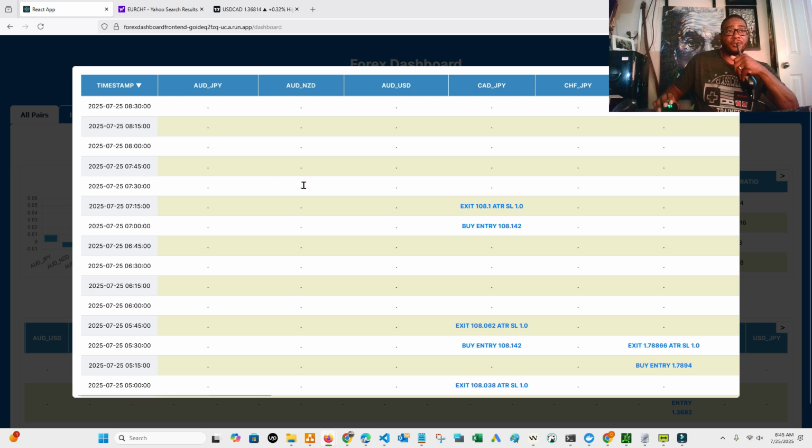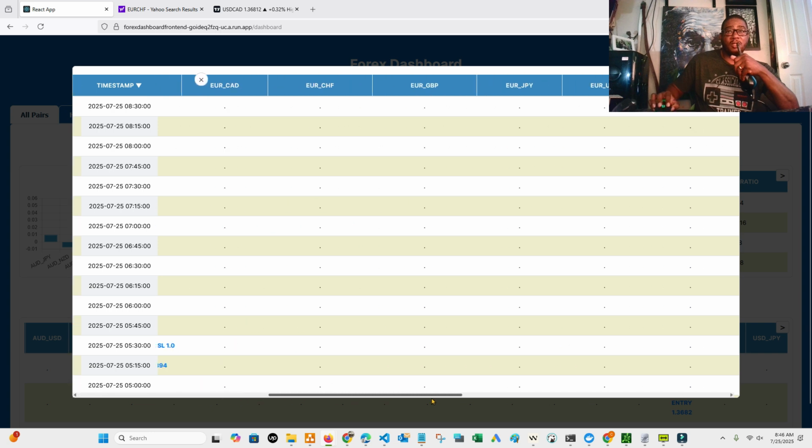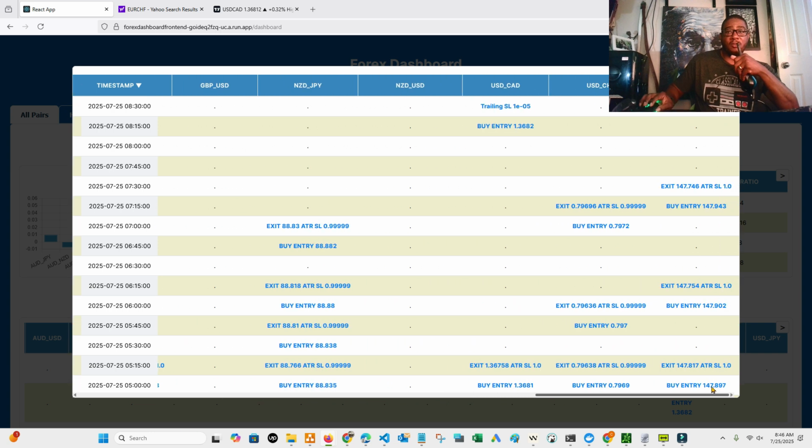These are the signals. On the side here is the time frame, and these are the pairs at the top here. CAD JPY is here, and you can pretty much go through all of them. It gives you a bird's eye view of every single one of them.